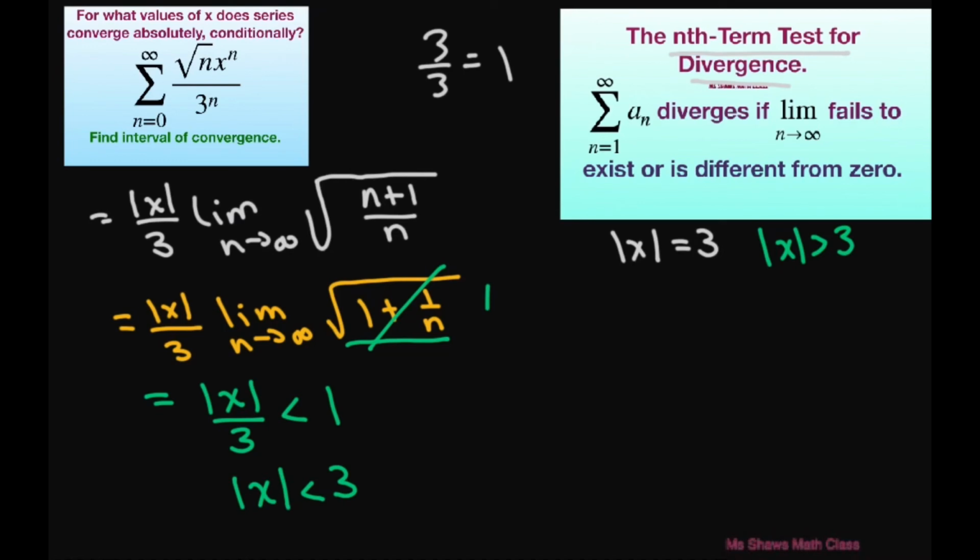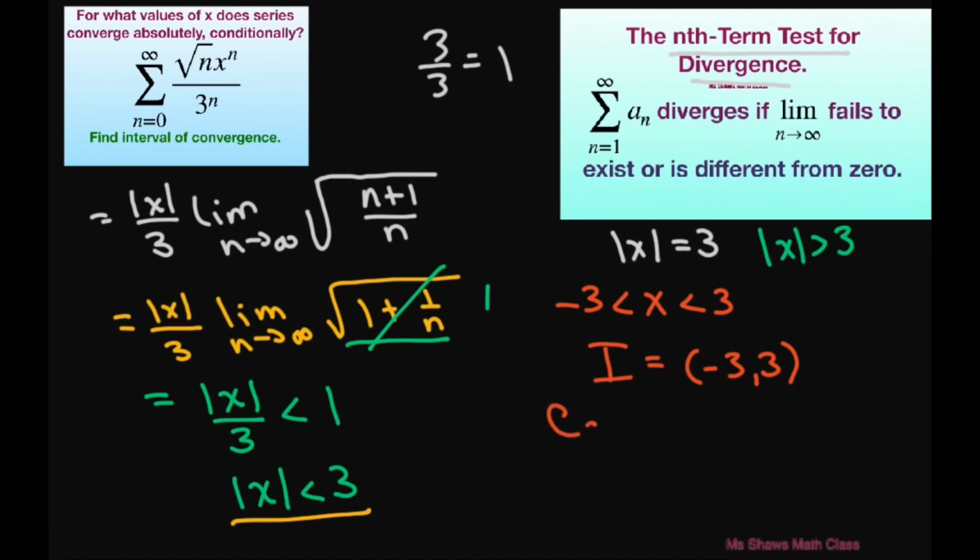All right, so basically for the interval of convergence, we use the definition of absolute value, and this is going to be x is less than 3 but greater than negative 3. So the interval of convergence equals (-3, 3). The series converges absolutely on (-3, 3), and there's no conditional convergence. So there's no conditional on this. All right, that's it.